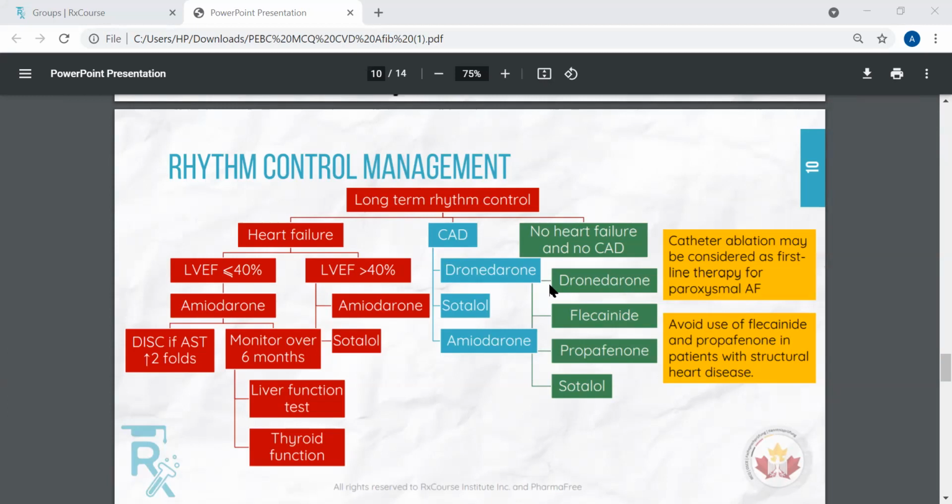Is this point clear until now? Okay, now we are at which point? At the point of using something for rhythm control and something for rate control.